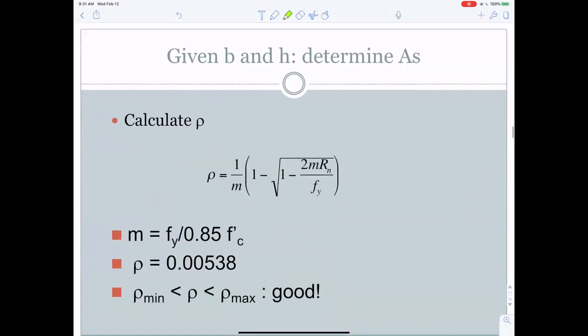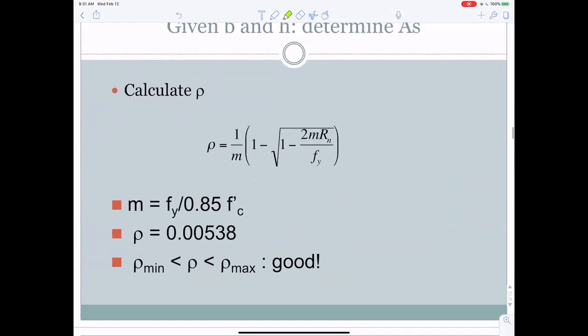And then now you have to use this equation. Remember, I've got this in ksi, so you're going to need Fy in ksi. And you plug it into your calculator, so I'm going to skip the details, and you get this, okay? 0.538%. It's between the min and the max, so that's good.